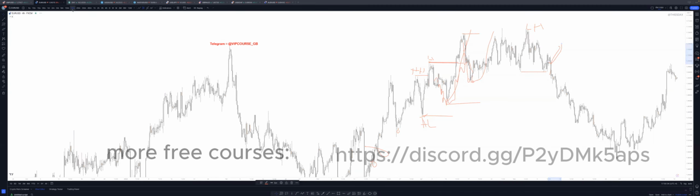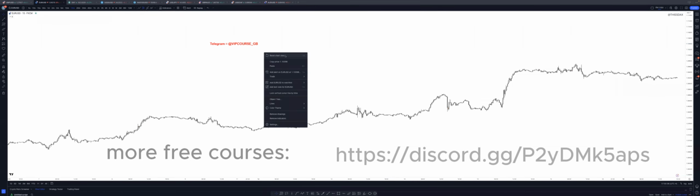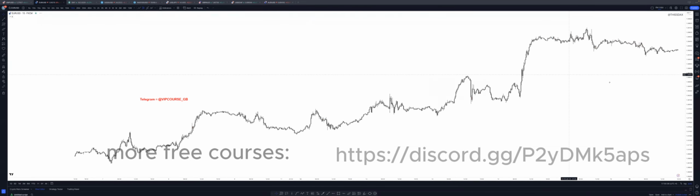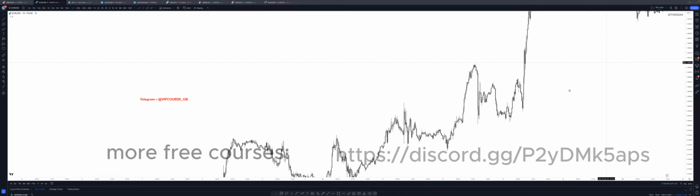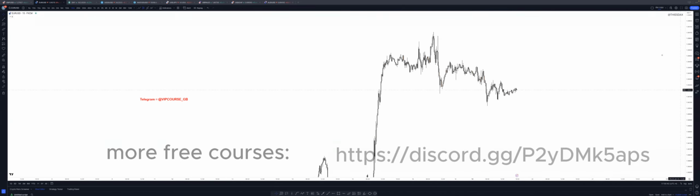Let's go to the 15-minute time frame. I said I was going to keep this really, really short. I just want you guys to really understand it. And then, yeah, look at today's price action.